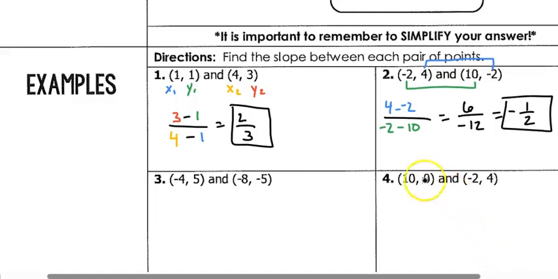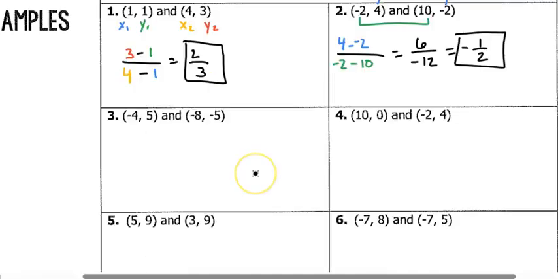So either way you do it, I don't really care. Whichever one makes the most sense to your brain is fine with me, as long as we're getting the right answer. Okay, so I want you to try example 3 here. I want you to pause now, do the work, and then come back and I'll have the answer up for you to check.